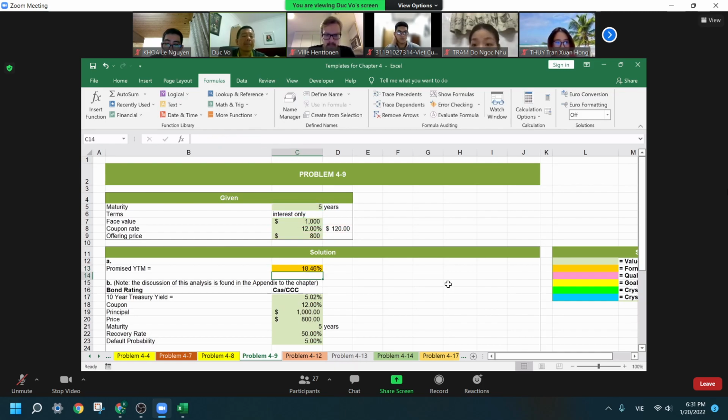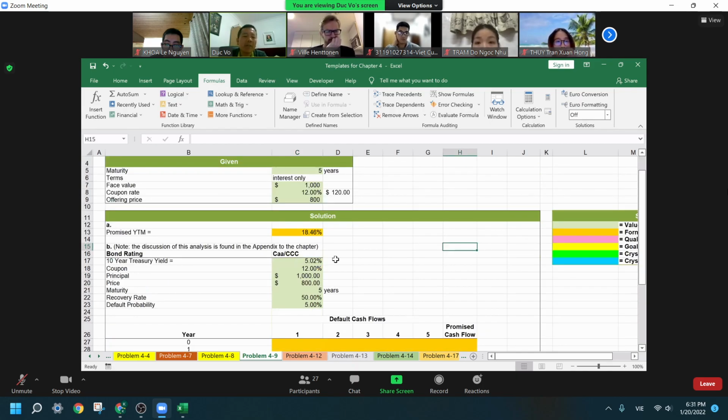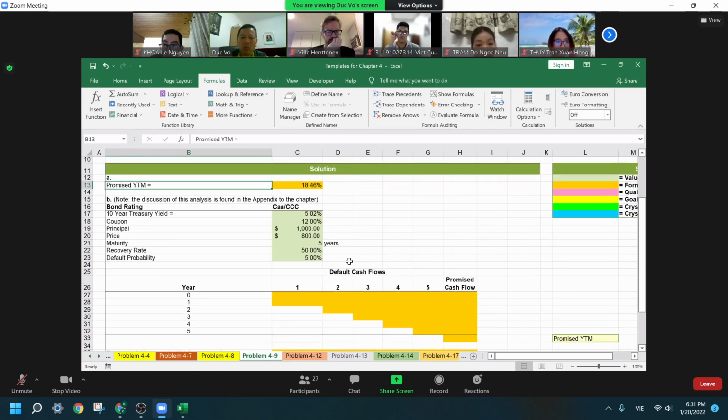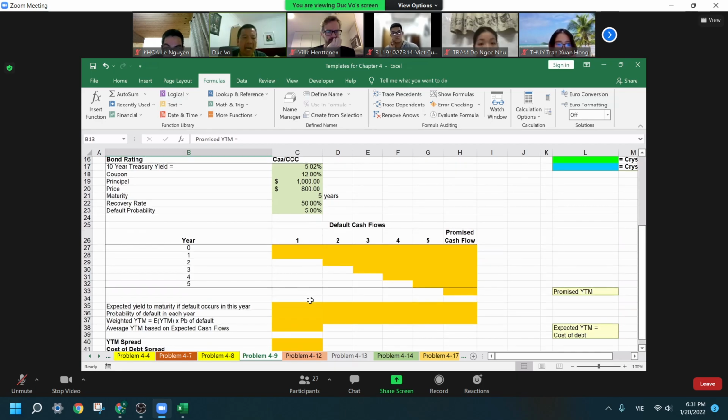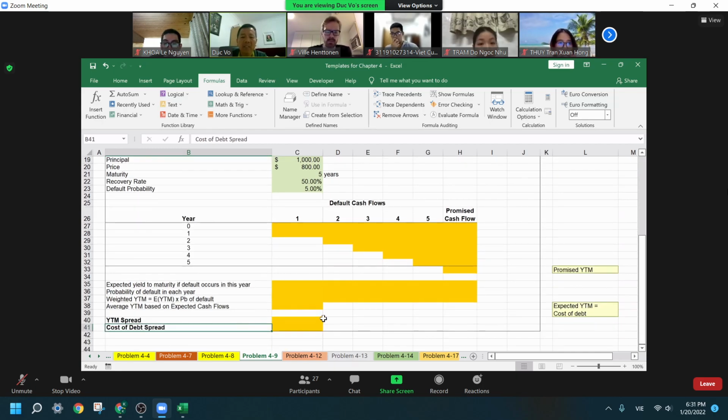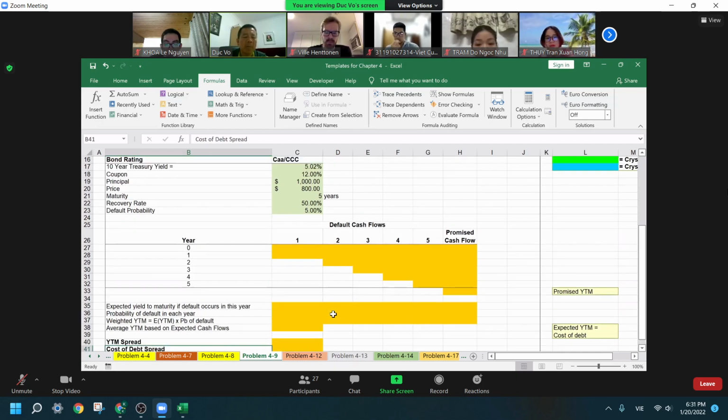So the question is, because this bond is very risky, you should not use the YTM. You need to work out the actual cost of debt for this bond. In order to do it, you need to work out the default cash flow. It means that it takes into account when the bond actually goes default.